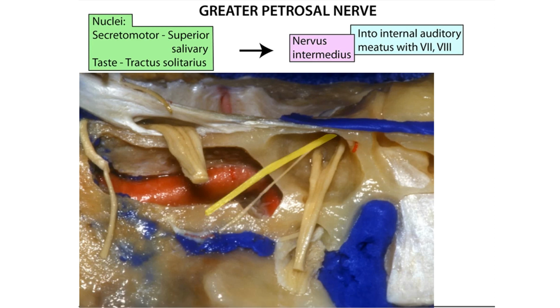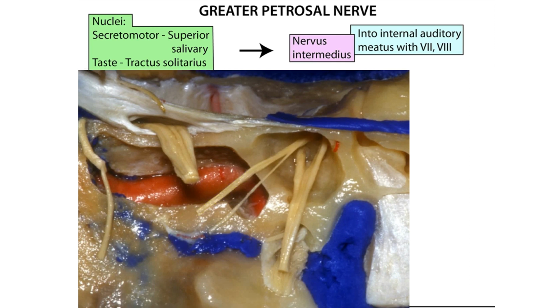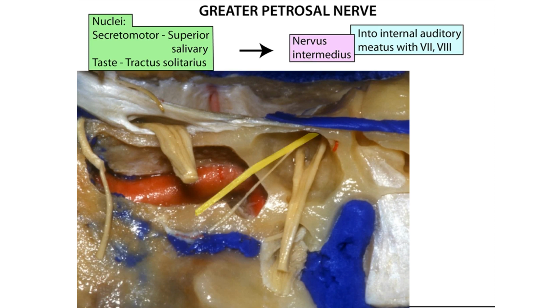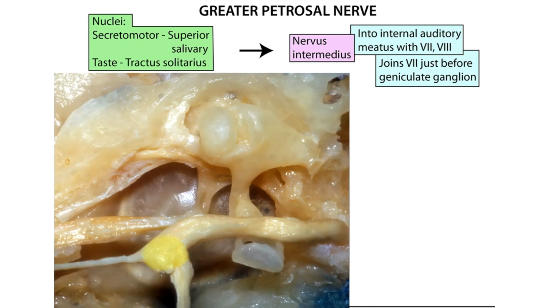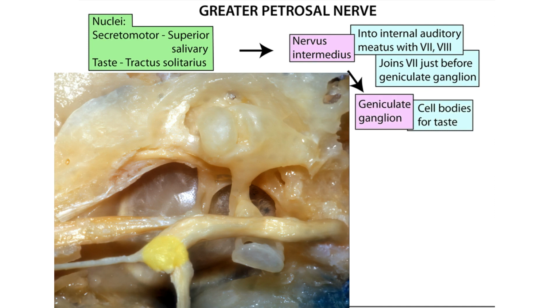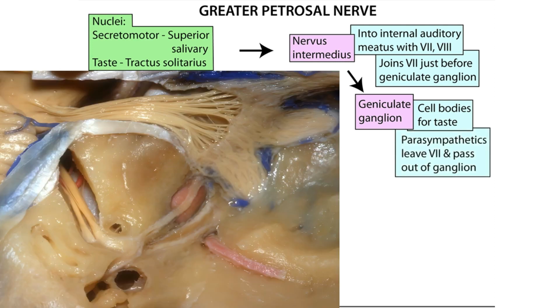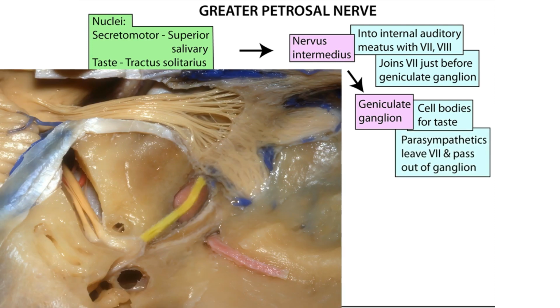These fibers join the seventh cranial nerve as it passes into the internal auditory meatus, together with the seventh and eighth nerve. We see that it joins the seventh nerve just before the geniculate ganglion. The geniculate ganglion itself is going to be the site for the cell bodies for taste. Now, the parasympathetic fibers leave the geniculate ganglion and head superiorly as the greater petrosal nerve.